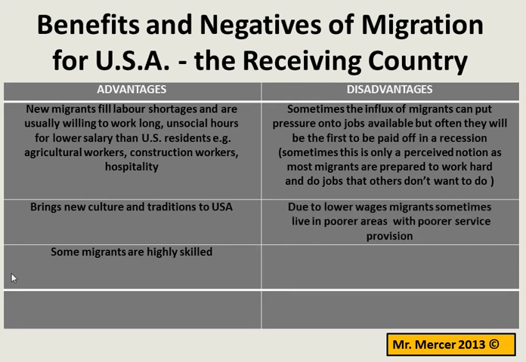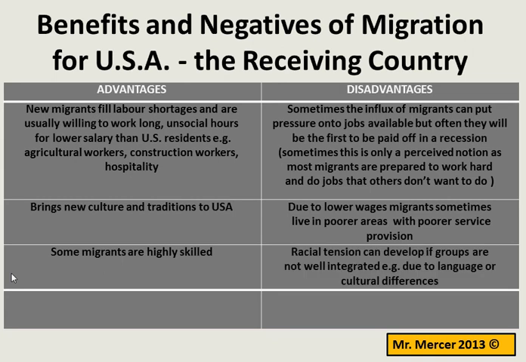Next point, due to lower wages, migrants are often forced to live in poorer areas with poorer services, and that can lead to ghettoization. Racial tension can develop, often through language barriers and cultural religious differences between the receiving country and the migrants. And money being sent back to Mexico. A nice piece of case study evidence is that the US economy loses $6 billion through money being sent home.